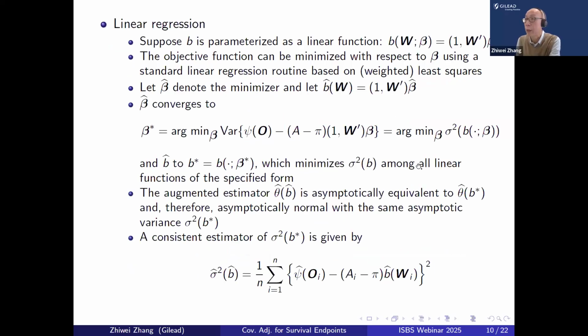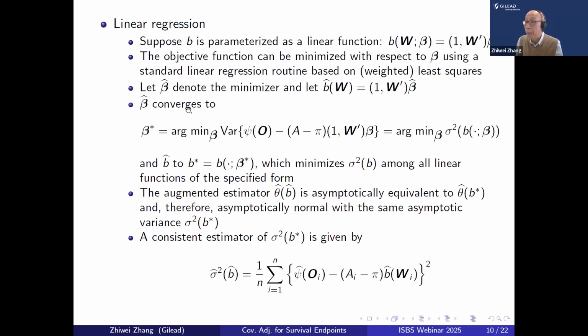Now, to illustrate this approach, let's consider linear regression as a simple example. Suppose b is parameterized as a linear function with a parameter beta. If we plug this into the objective function, the minimization problem can be solved easily using a standard linear regression routine to produce a beta hat and b hat.